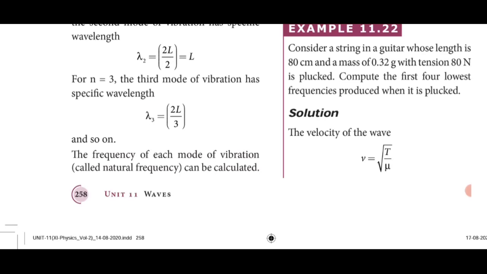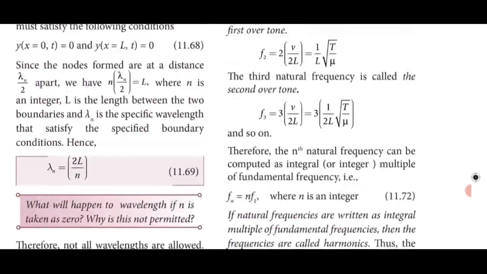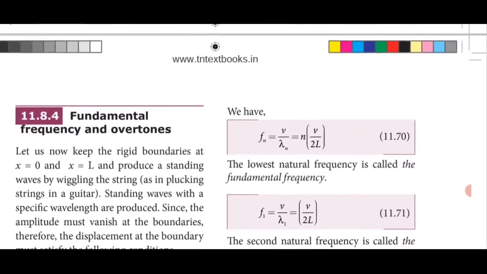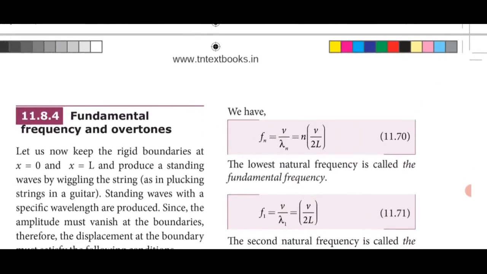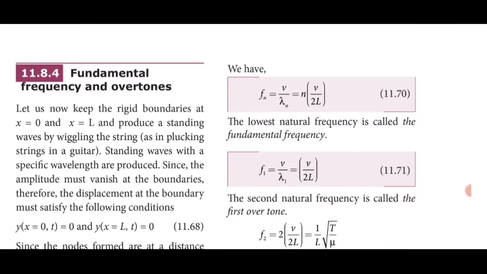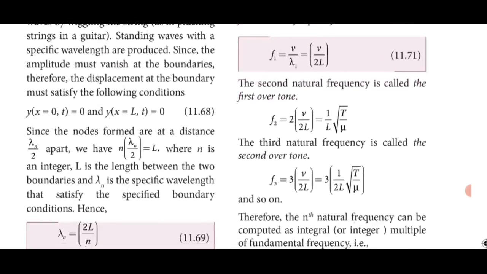And then the frequency of each mode of vibration, that is the natural frequency, can be calculated. So we have Fn, the frequency for the n values, equal to V by lambda n, that is n into V by 2L. The lowest natural frequency is called the fundamental frequency, which is the very lowest frequency.